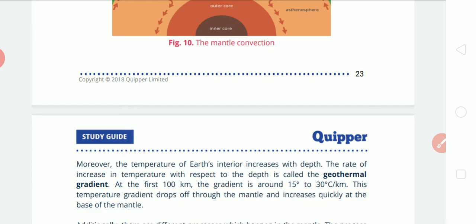At the first 100 kilometers, the gradient is around 15 to 30 degrees Celsius per kilometer. This temperature gradient drops off through the mantle and increases quickly at the base of the mantle. Kasi nga, padulong naman ka sa core, and among all layers of the Earth, the core has the highest temperature.